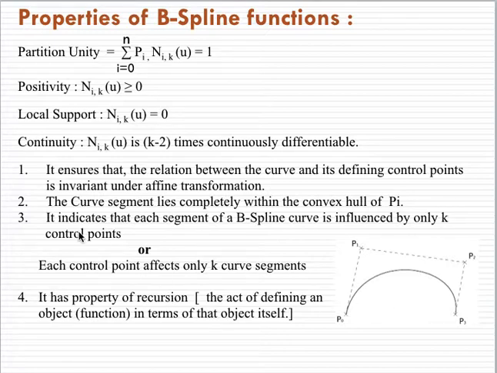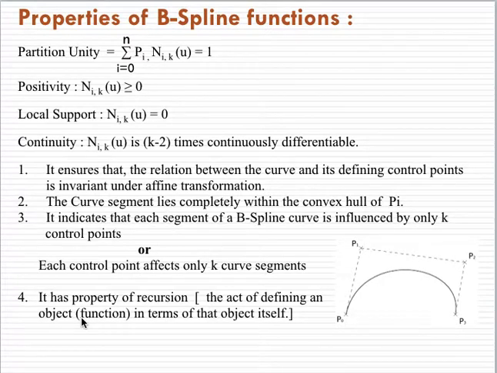The third property indicates that each segment of a B-spline curve is influenced by only k control points, where k is the order, or each control point affects only k curve segments, right? Here k is the order: k equal to 1 means considering 1 point, k equal to 2 means considering 2 points. If k equals 3, you consider 3 points and create one segment. And if k equals 4, including 4 points, you can create 4 segments, and so on.